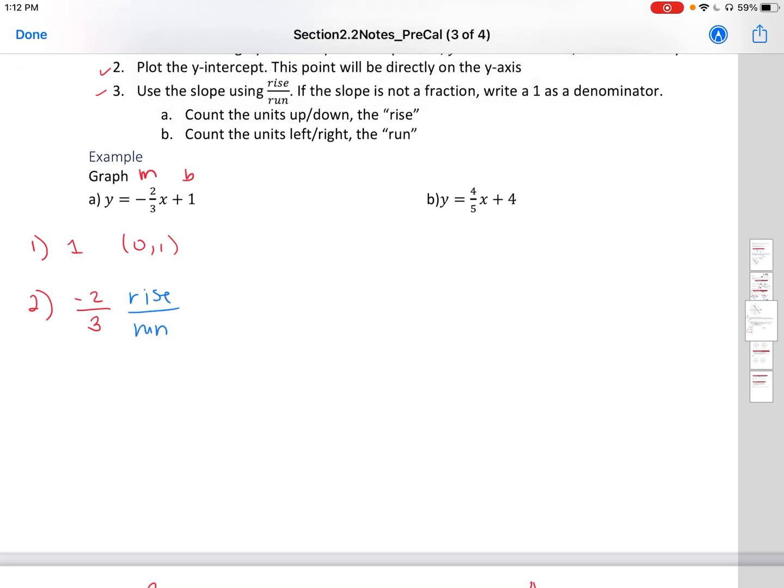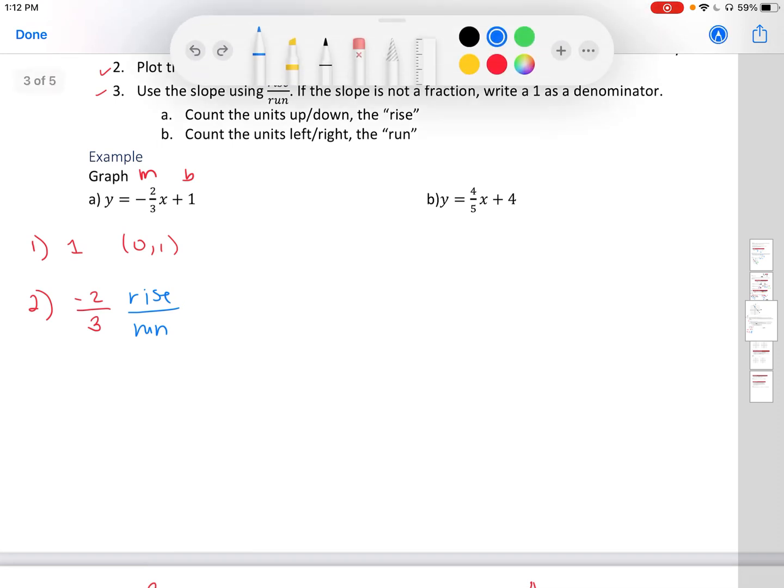So your rise means something that goes, well, how does the sun rise? It goes up and then down, right? So up and down. Your run refers to something that goes left and right. So because we have a negative 2, negative will tell us they're going down. So they're going to go down 2 units. And your run is positive, so you go to the right 3 units.